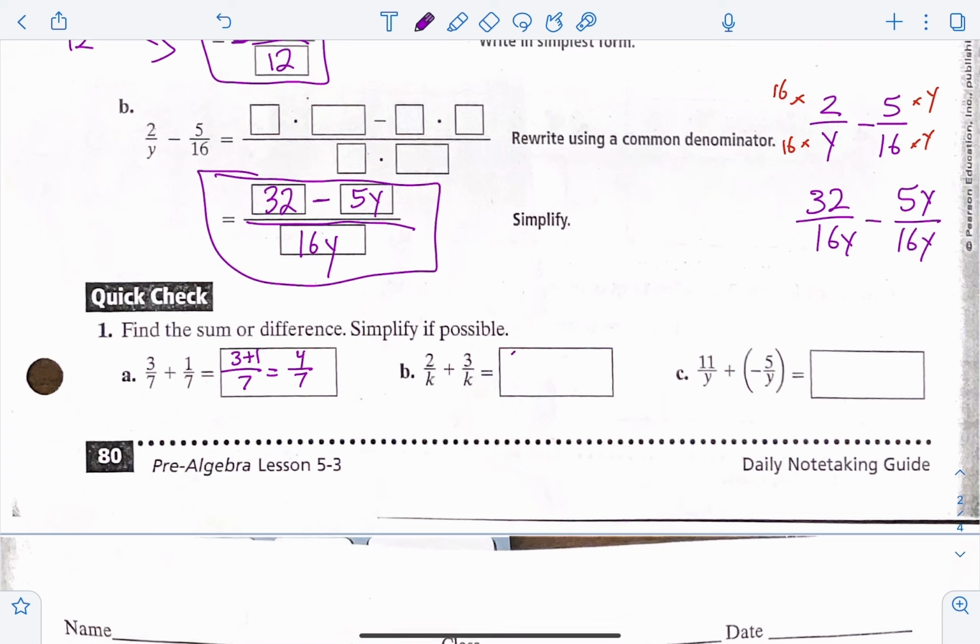So for this one, we have 2 plus 3 over k, which is really just 5 over k. That's our answer. For this one, we have 11 plus negative 5, all of that over y. So you end up with 6 over y. Remember, because 11 plus negative 5 is going to get you a positive 6. When you're ready, go ahead and flip your paper over, and we'll work on the back.